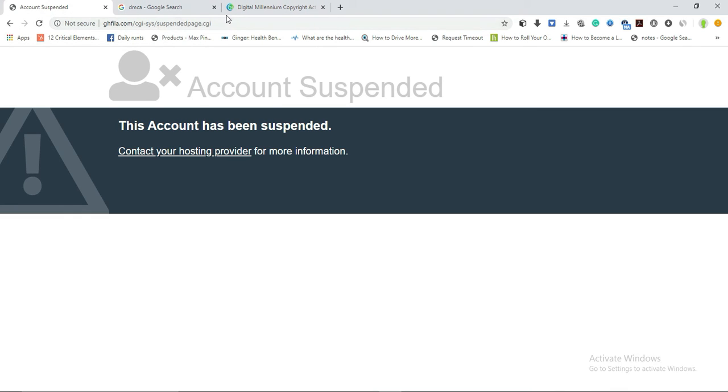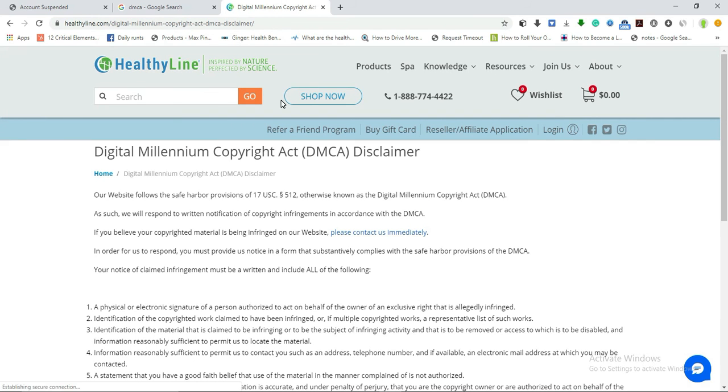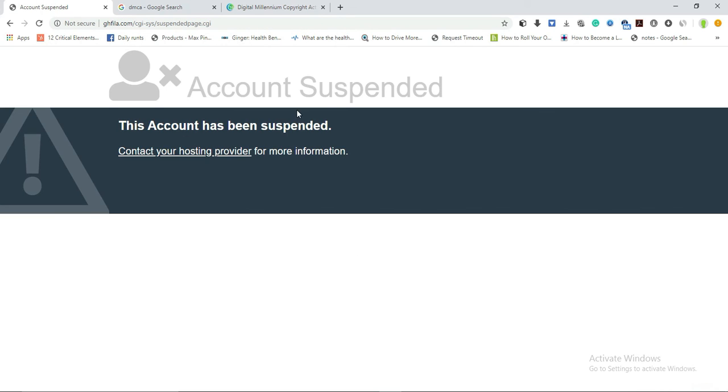And so that is exactly what I'm going to do with this. I'm going to write to my hosting providers that I'm going to take out the content that has to do with this Digital Millennium Copyright Act on this website, and my website should be back to normal. So I would advise that you stay away from copying content online to avoid this.